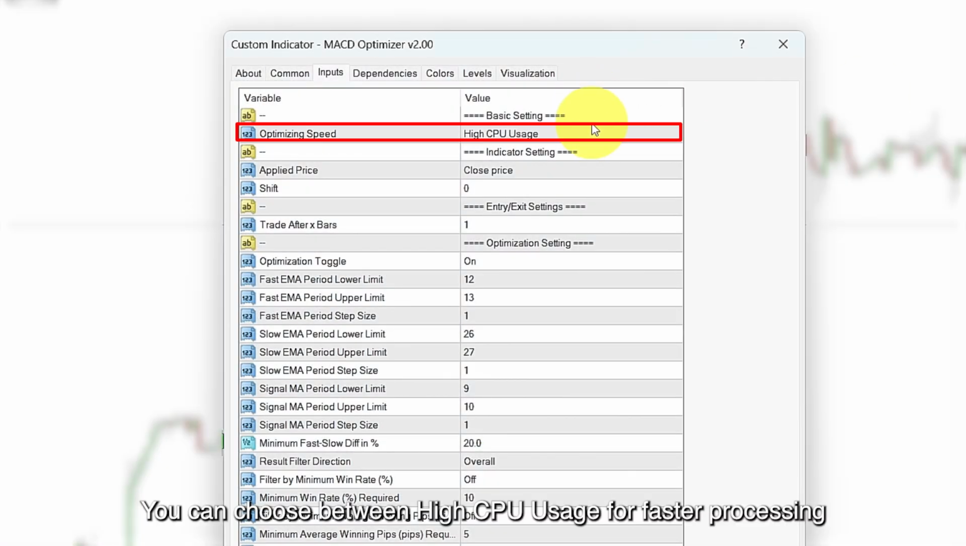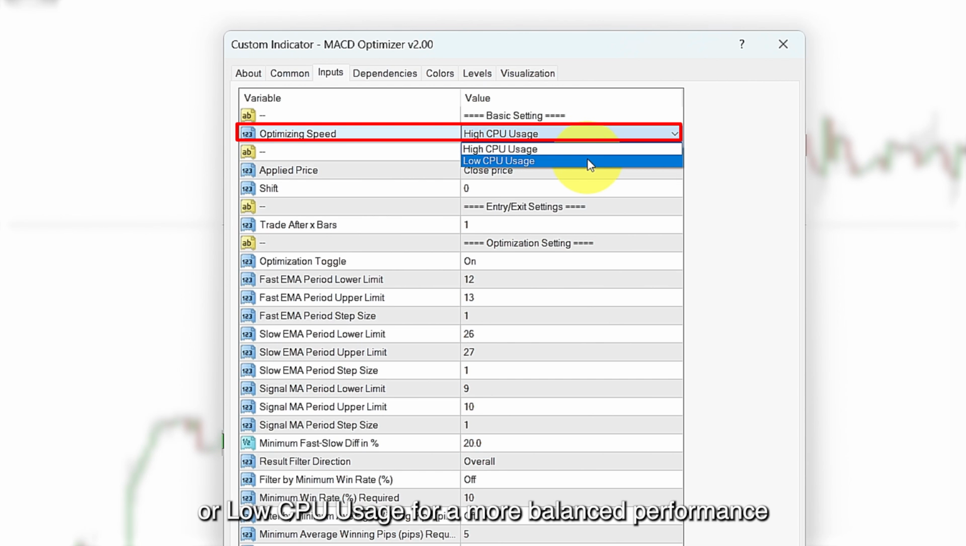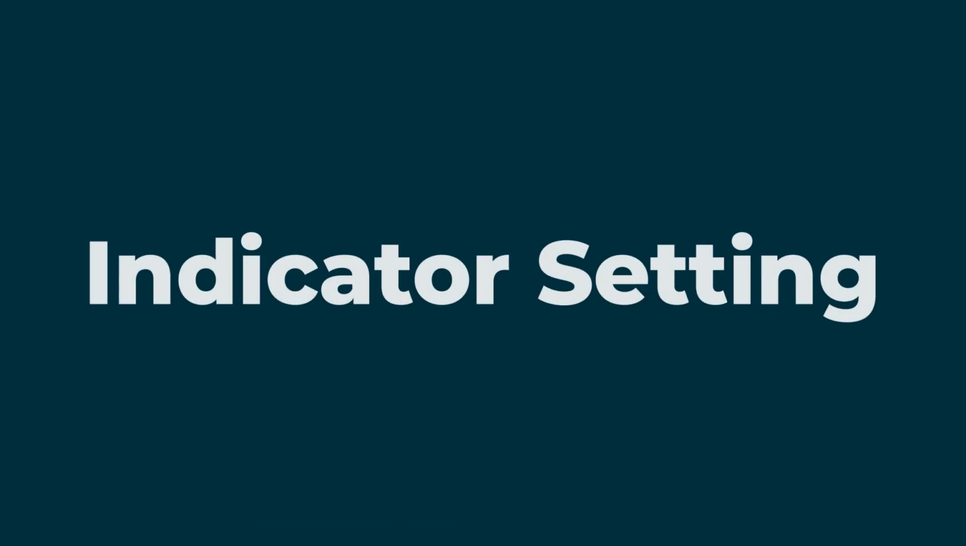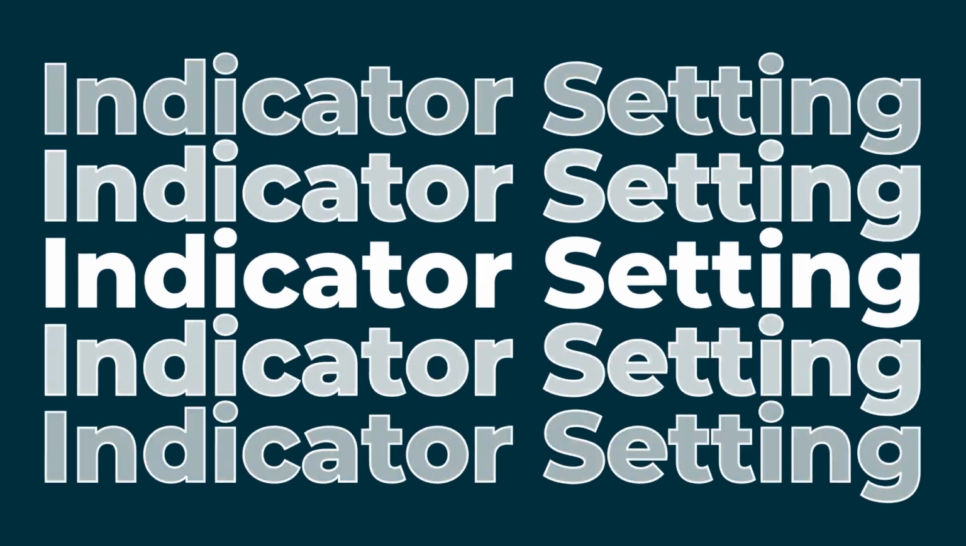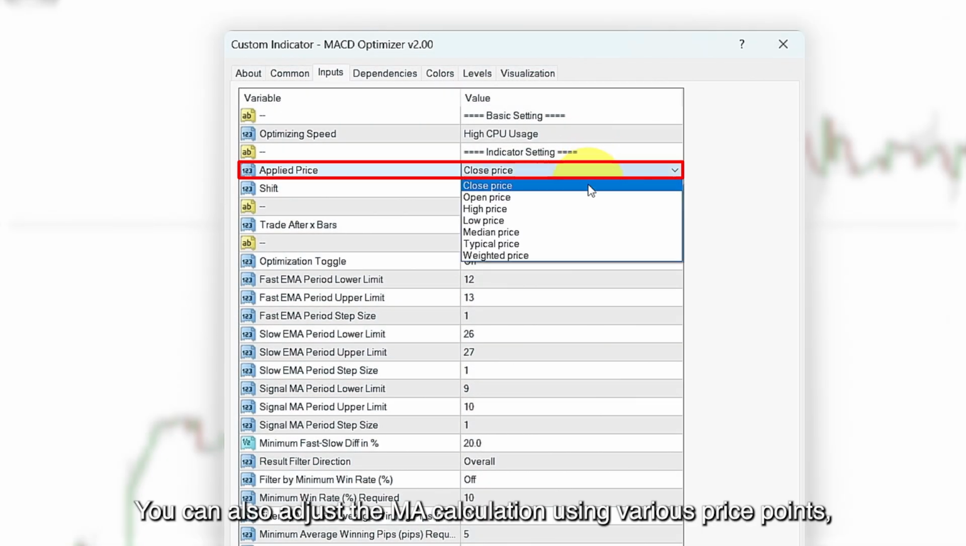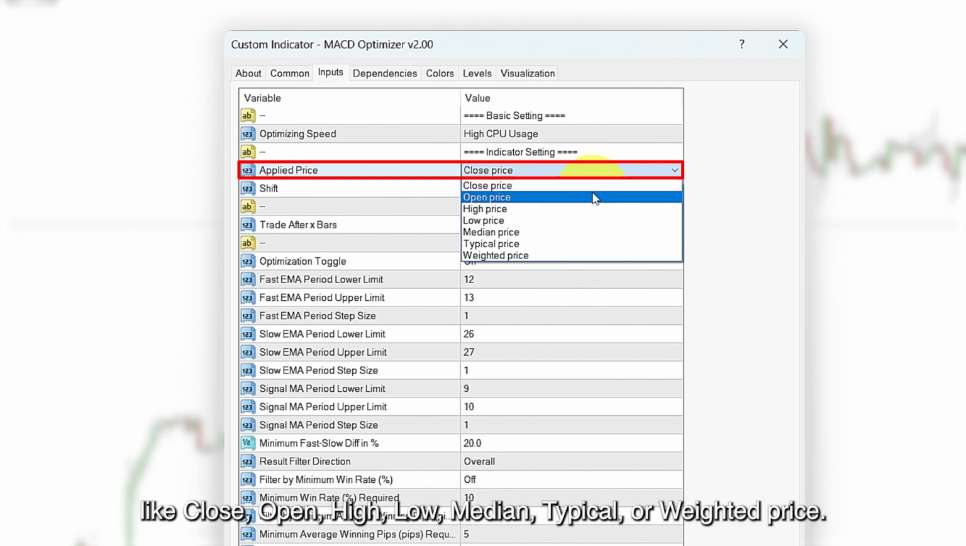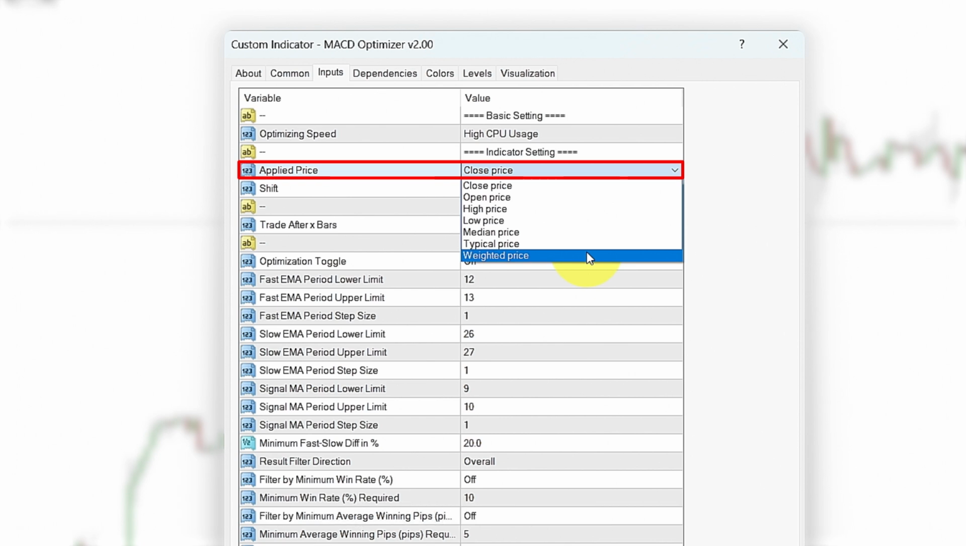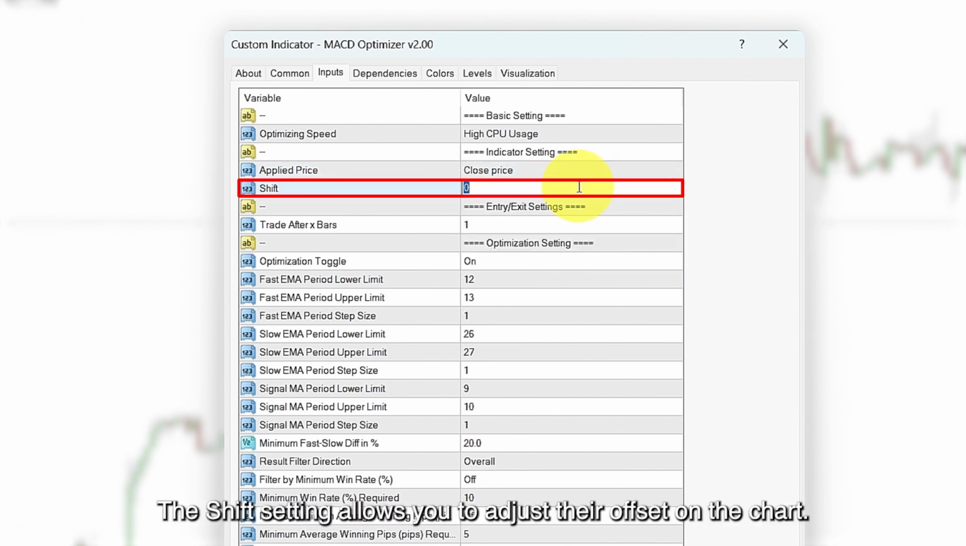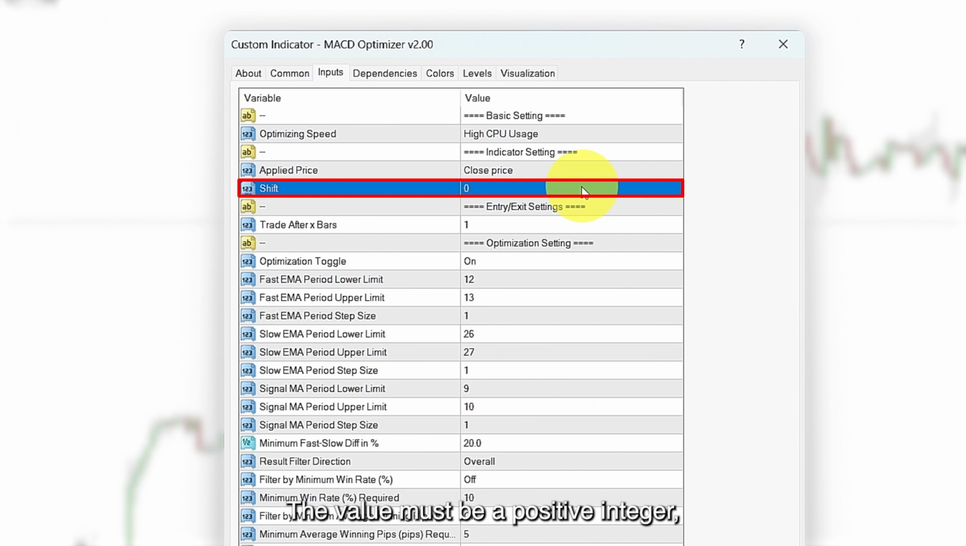You can choose between high CPU usage for faster processing or low CPU usage for a more balanced performance based on your computer's capacity. You can also adjust the MA calculation using various price points, like close, open, high, low, median, typical, or weighted price. The shift setting allows you to adjust their offset on the chart. The value must be a positive integer, starting from 0 with no upper limit.